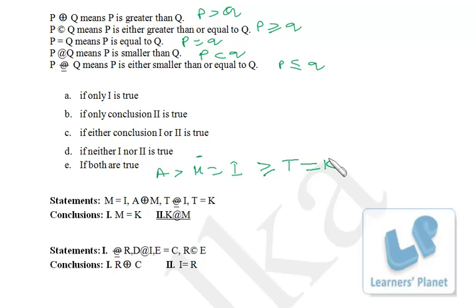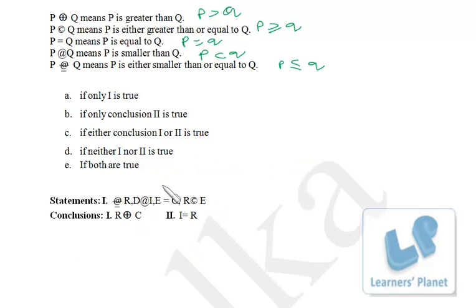So M and K. See, this is greater than or equal to sign, so chances are there. I is equal to T. So M is equal to I is equal to T, T is equal to K. So M is equal to K is a possibility. And if we use the greater than sign, then M is greater than K, that is also possible, right? So K is less than M, that is also possible. So either of them is true, right? So either conclusion 1 or 2 is true. Okay.